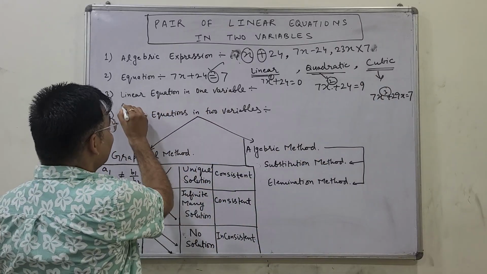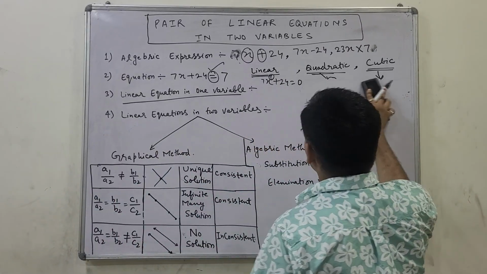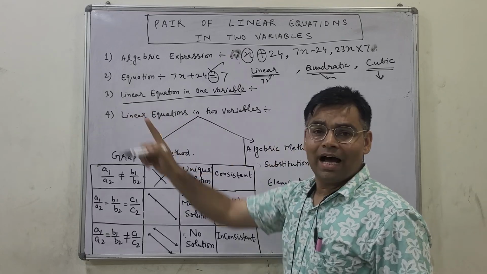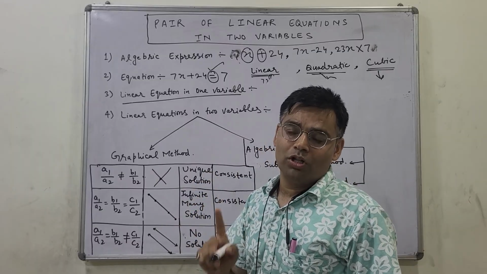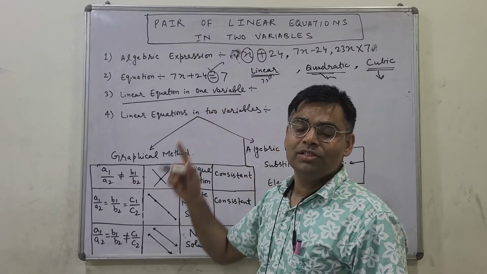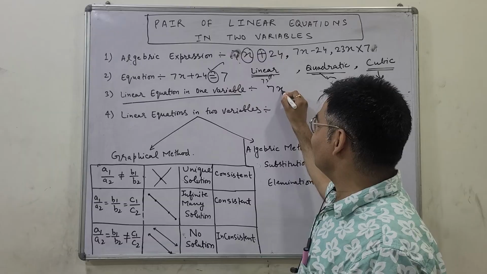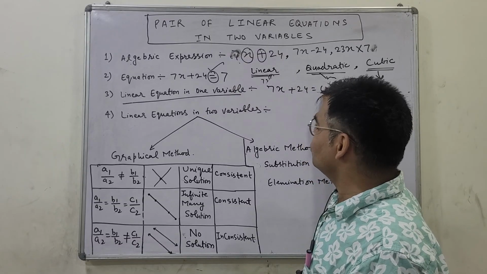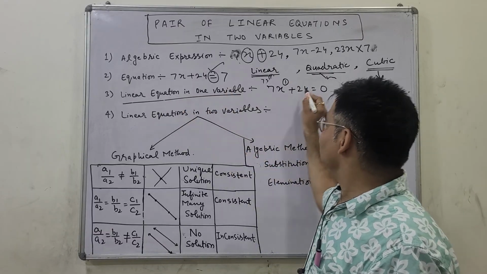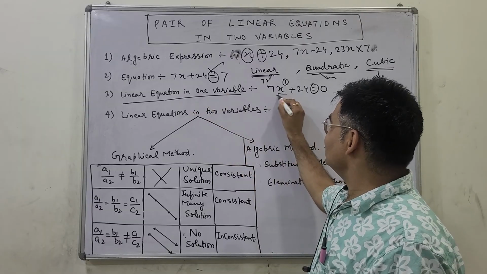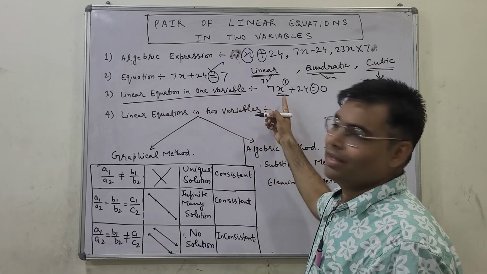Now let's discuss what is a linear equation in one variable. Linear means highest power 1. Equation means there should be an equal to sign in that equation, and one variable means you have to use just one alphabet, one variable. Just take an example, 7x plus 24 is equal to 0. That is called a linear equation. Linear means highest power 1. Equation means there is an equal to sign. In one variable means there is only one variable, that is x. So this is called a linear equation in one variable.